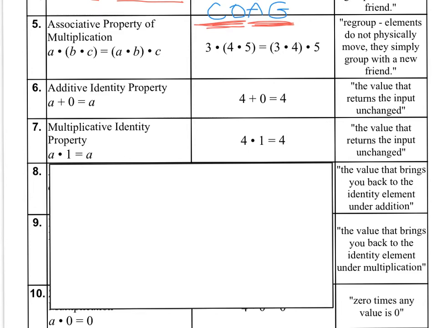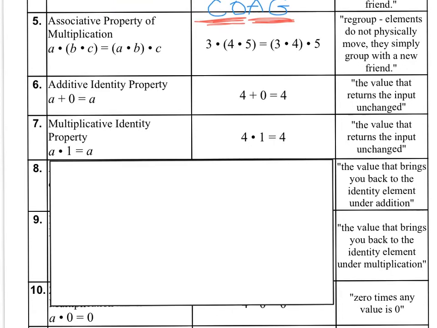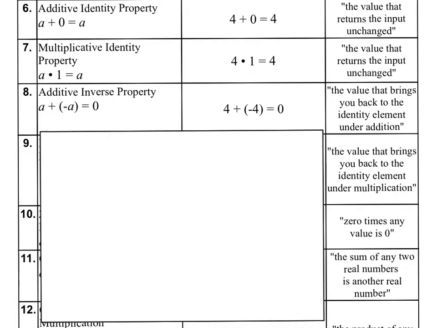So moving on a bit further, number 8 tells you the value that brings you back to the identity element under addition. Number 8 is the additive inverse property. So anything plus its additive inverse will give you 0. So 4 plus negative 4 gives you 0. So basically the opposite of any number. So if our original number was 3, the additive inverse would be negative 3 because the sum of them gives you 0.